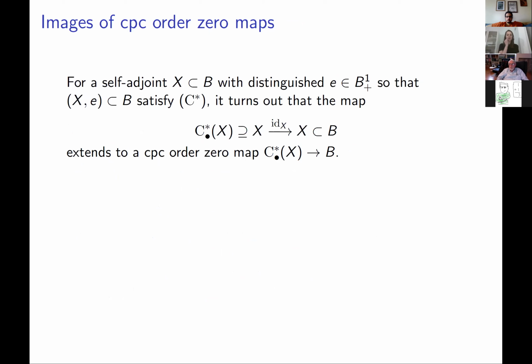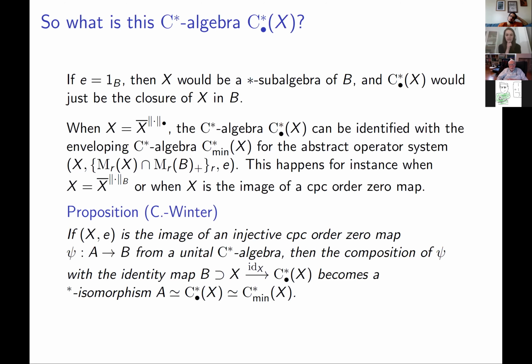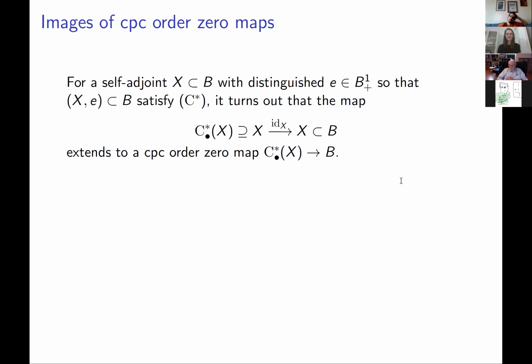More generally, we can recover our initial motivation, which was the images of CPC order zero maps, because— Kristin, let me just ask on that previous slide, maybe you're about to say it: if you have one of these C-star satisfying subspaces in E, can you realize it as, meaning you can build an injective CPC order zero map from C-star bullet X onto X, something like that, like a converse of this construction? Are these all of them? Maybe you're going to say that.